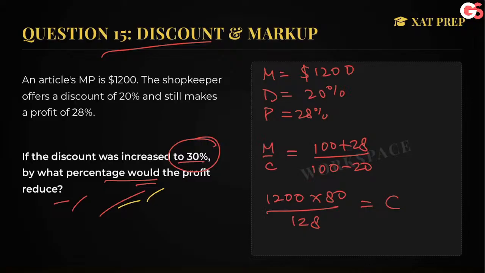30% discount, मतलब इसका 30% is equal to 360. Discount 360 होगा तो selling price कितना हो जाएगा? 1200 minus 360, right? That is $740. Okay, so now you can calculate it really well.